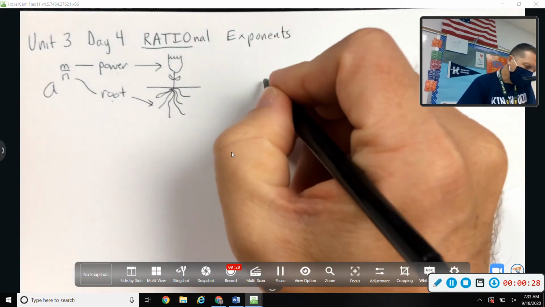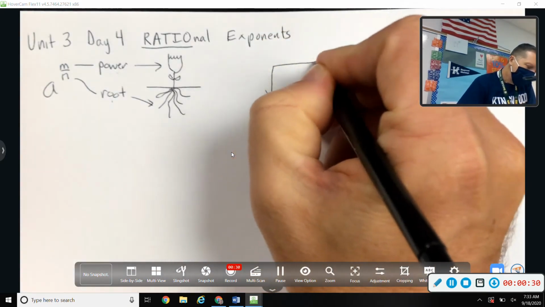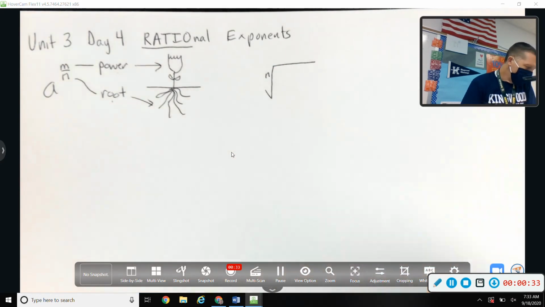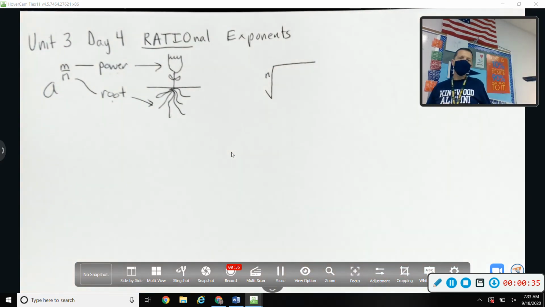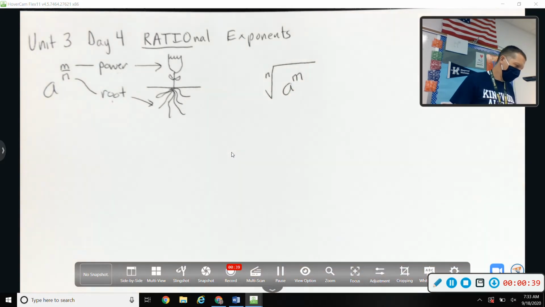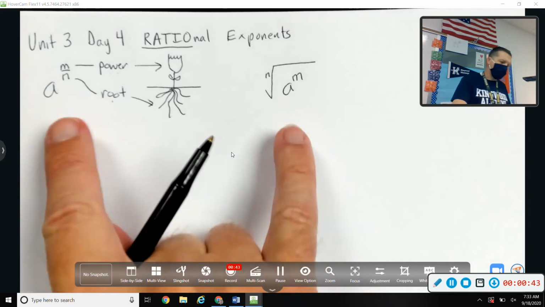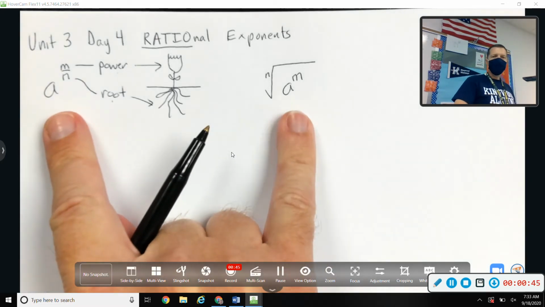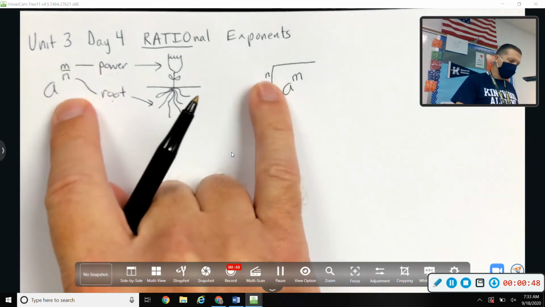The other way to write this, so there's the nth root of a to the m. So that means the same thing as this one. Those mean the same thing because they both have an m power and an n root.